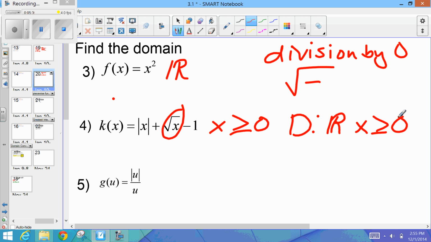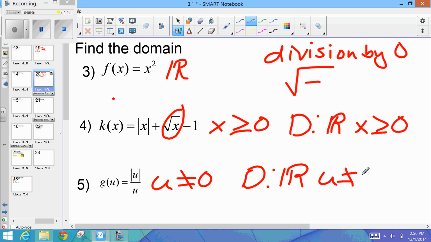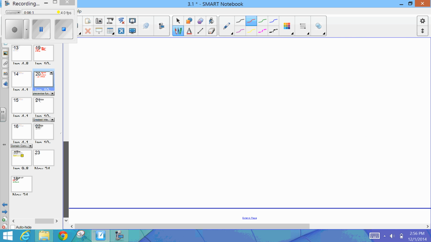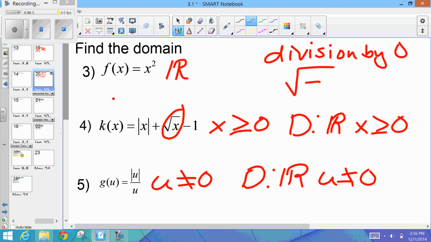Problem number 5, there is a division. There are no even roots. So let's just take the denominator. The denominator cannot be equal to 0. Again, there's nothing to solve for. These 3 problems I made were very simple. So here the domain is all real numbers where u is not equal to 0. And I think that's the last problem. Okay, that's it.